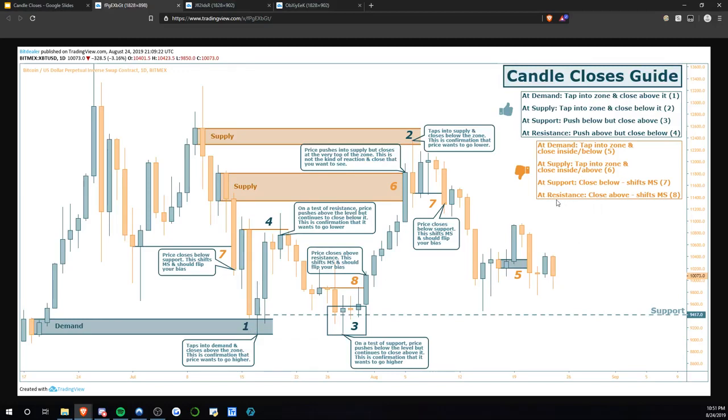And finally, the last one we have at resistance: a close above will shift market structure. Number 8. So we have this close here, this resistance level. Price comes up, uses it as resistance, then pushes higher and closes above it. Price closes above resistance. This shifts market structure and should flip your bias. And what does price do? It rallies hard.